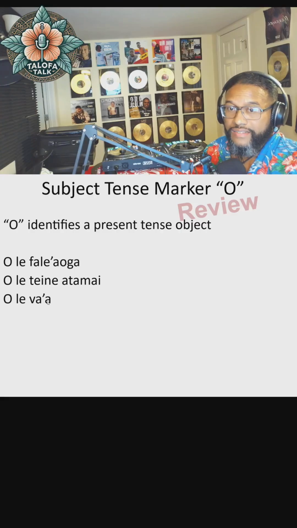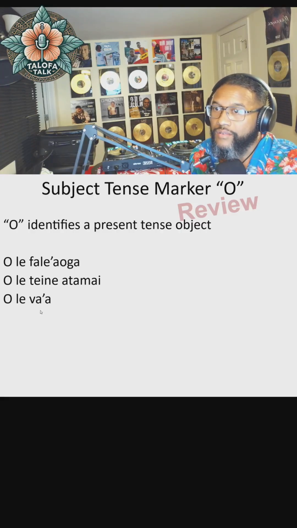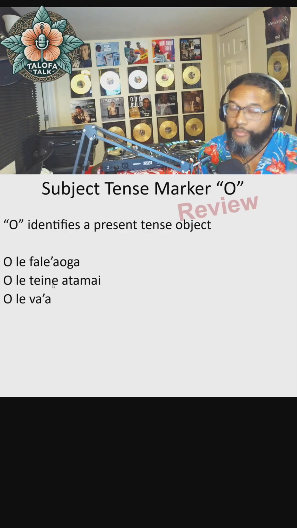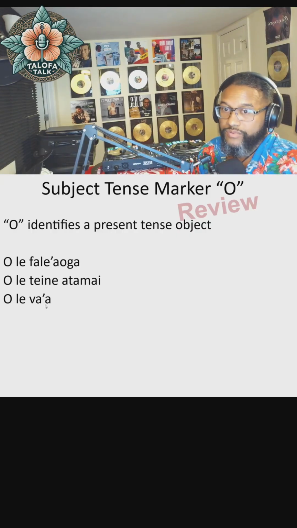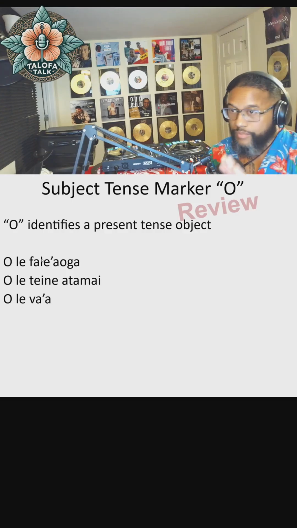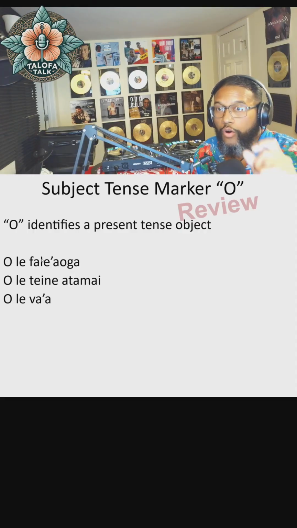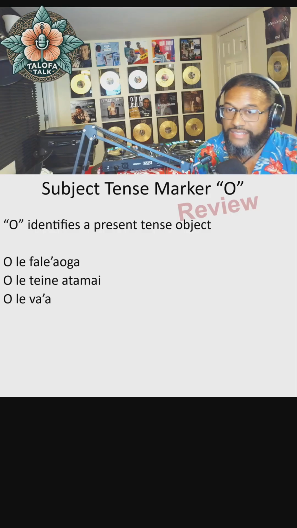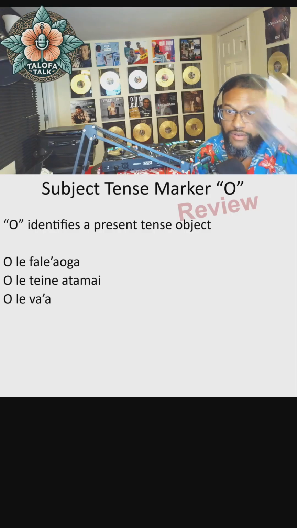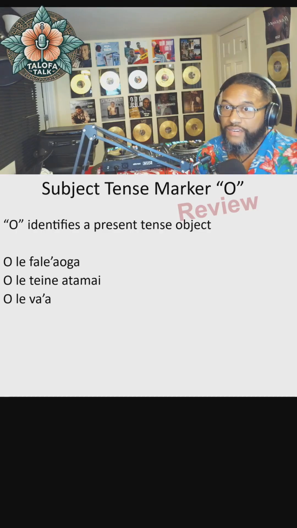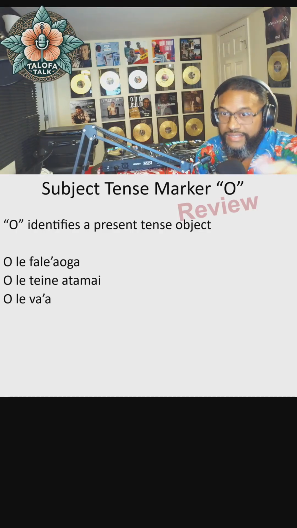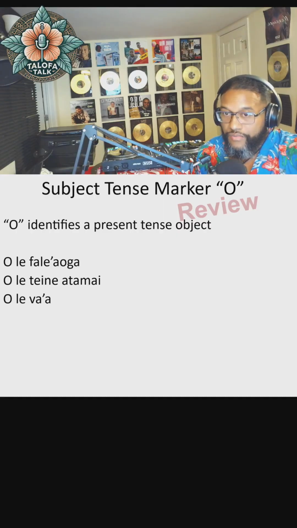Okay. And then va'a is, what is a va'a? It's a boat. Yep. Poto is smart, wise, intelligent. Va'a is boat. Okay, so it is the boat. The whole point of this is the O is a tense marker. It's saying presently it is this, it is that. So when we identify stuff, o le ipu, okay, o le fangavai. I don't have many things up in front of me. So we just identify it. That O is saying presently it is this thing, whatever it is you're talking about. It is the fale aoga, o le teine atamai, o le va'a.